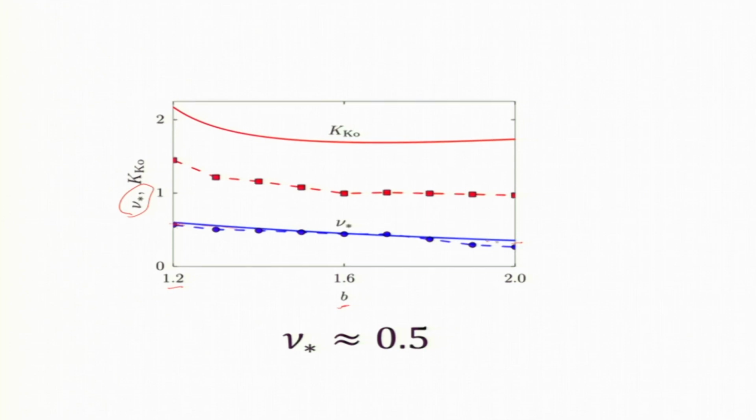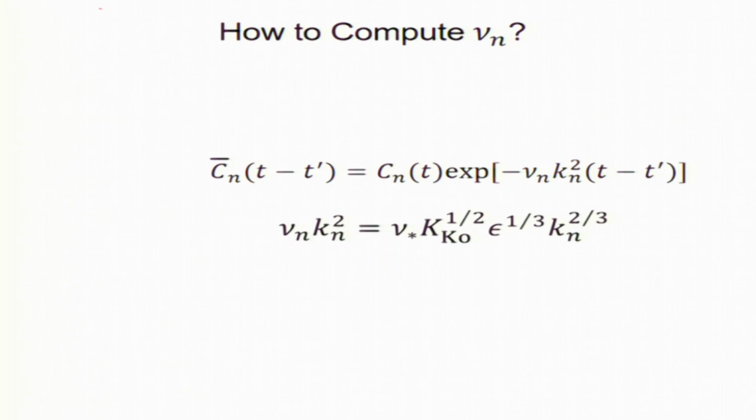The solid line is our theory, and we also did the numerical simulation. I am going to show you how I can get these numbers for different B, and they are quite close to the theoretical work. So, how do I do it? These were how to compute nu n from simulation. Remember, this is an assumption, but it is a good assumption.